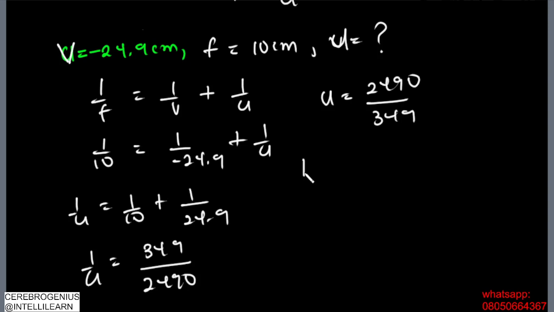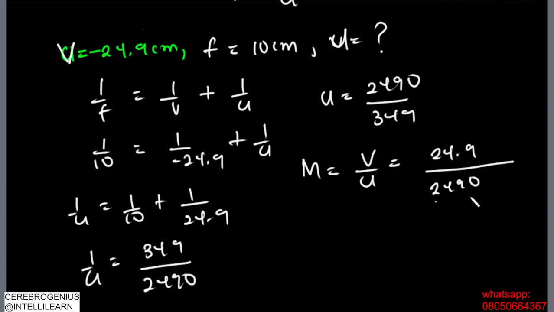So you can find the magnification, which is V over U, right? So V over U is going to be what? What's our V? 24.9. You don't need the minus, then divide by U, 2490 divided by 349. So you're going to have 24.9 divided by this. So the answer is 3.49.